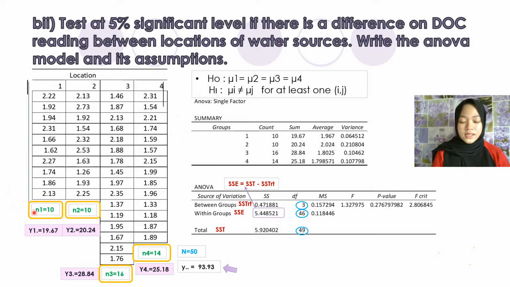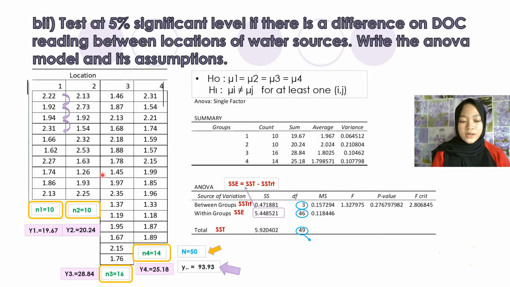Before I move on to the ANOVA table, let me go through this table first. As you can see, the value of n1 equals 10, n2 equals 10, and so on, is the number of data contained in each column, while y1 dot, y2 dot, y3 dot, y4 dot is the summation of data in each column. For example, for y1 dot, this arrow shows the addition of all the data. So the total data contained in this table is n equal to 50.